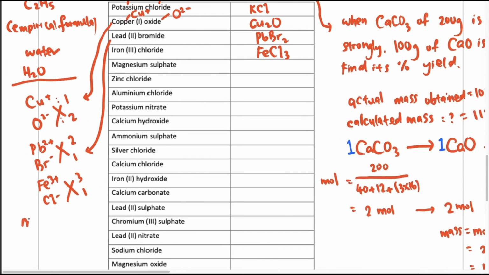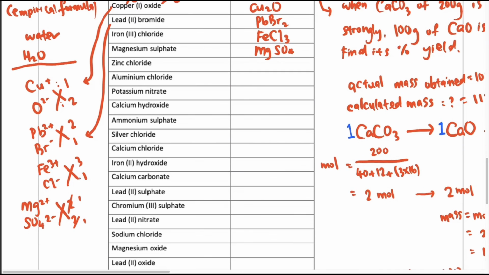Mg2 plus and SO4 2 negative. So if you have 2, 2, you simplify it. It's possible to simplify. You simplify it to 1, then only you exchange. So it's 1, 1. So magnesium take 1, sulfate also take 1.